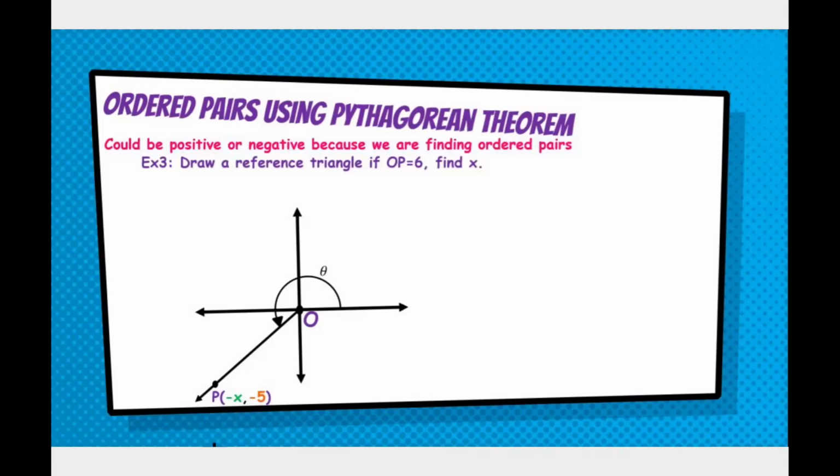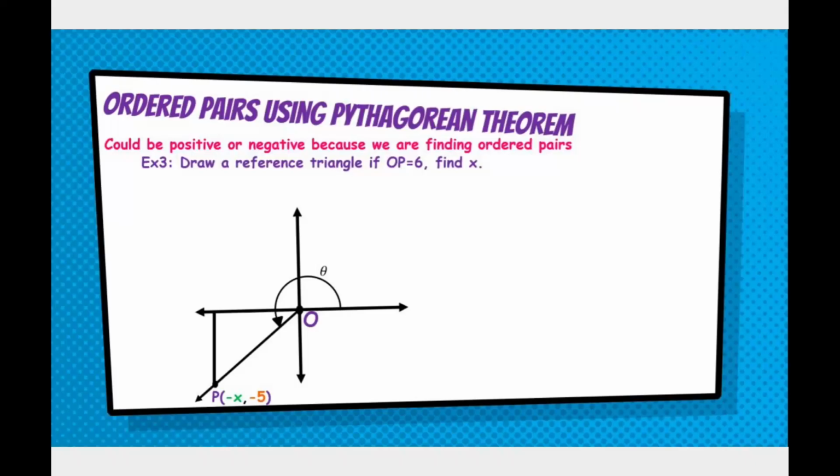All right, here I am asking to find the x value of the ordered pair. So we're going to go ahead and start by drawing a reference triangle like so. And when I label my triangle, I'm not going to label negative values because the dimensions are always positive. But I do need to make sure I understand I'm trying to find the x value.